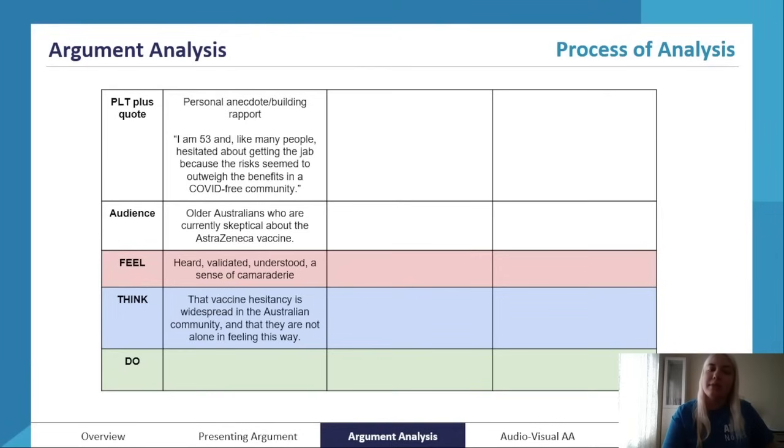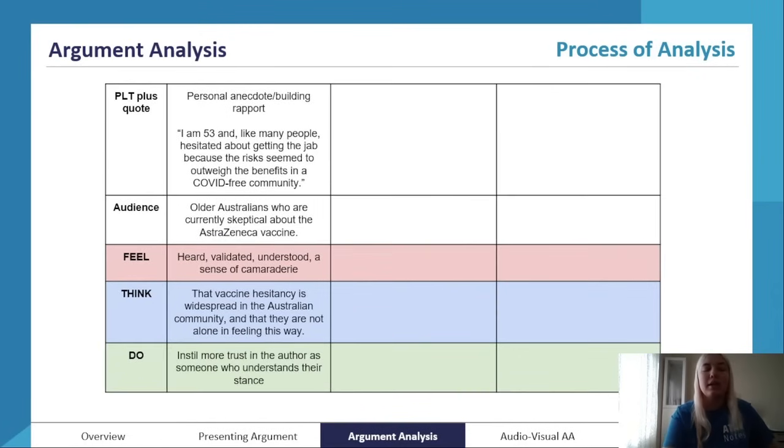She also aims to make them think, this is kind of like the why process of analysis, this component, think that vaccine hesitancy is quite widespread in the Australian community and they're not alone feeling this way. It's okay to doubt it, it's okay to second guess it and feel worried. What does she make them want to do to instill more trust in herself as someone who understands people's stance?